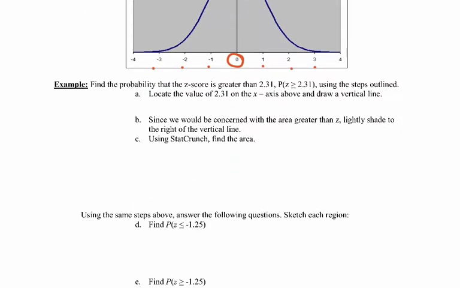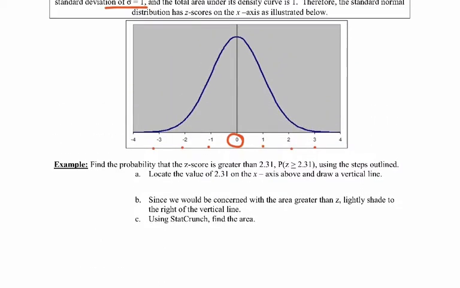So the first question says, find the probability that a z-score is greater than 2.31. So the probability that z is greater than 2.31. Locate the value of 2.31 on the x-axis above. So this is the same stuff we've been doing. They just want you to go ahead and go through the steps of drawing the picture again. So 2.31, I'm estimating, is maybe right about there. So I'm going to go ahead and call that my z-score.